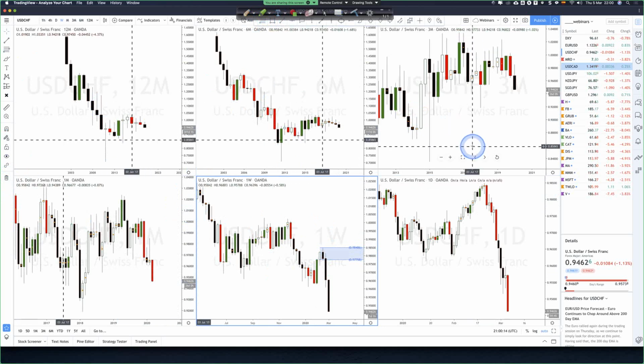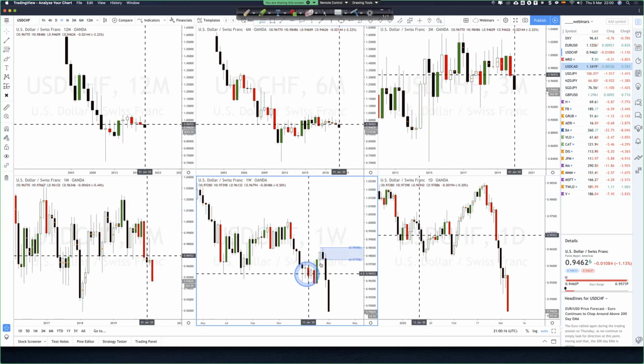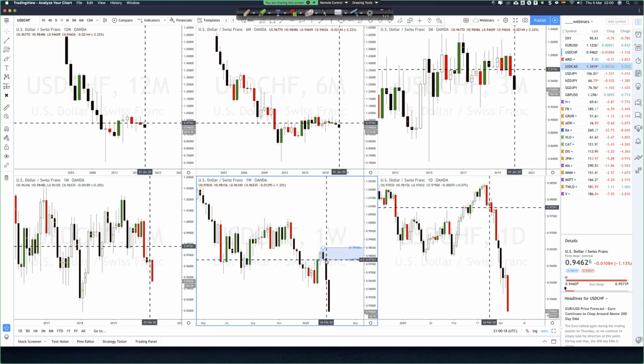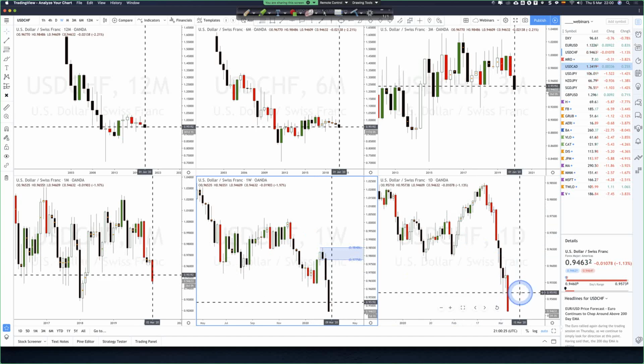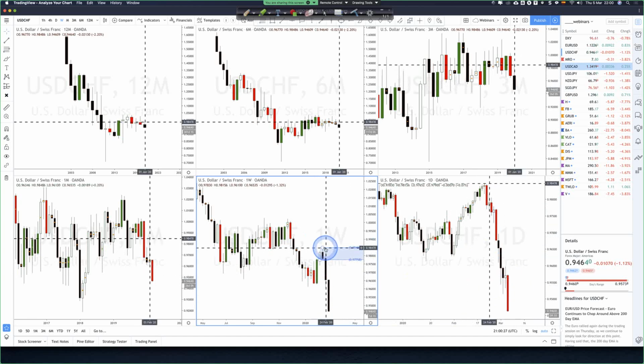So what should I do? I'm just waiting patiently for price to retrace there. That's it. If you want to lower the time frame sequence, then the dailies here, there, the 4 hour, but I'm more interested in the bigger time frames.